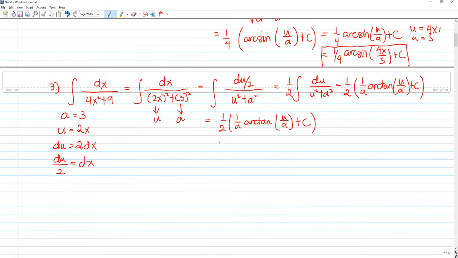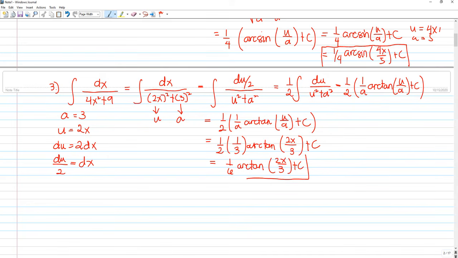Okay. So again, a is equal to 3, so we have 1/2 times 1 over 3 arctan, with u equals 2x, all over 3 plus c. So simplifying, we have 1 over 6 arctan of 2x all over 3 plus c. And this should be our answer for this problem.